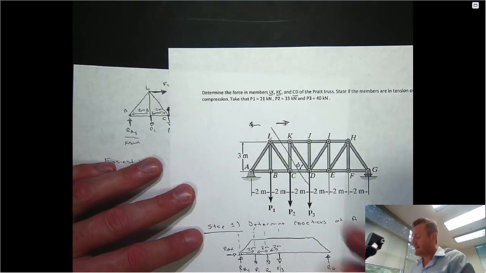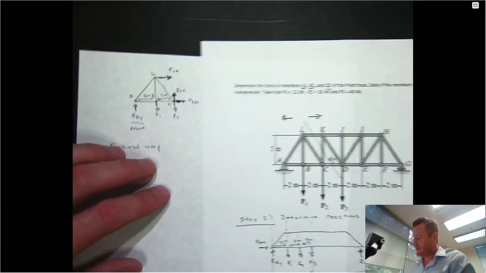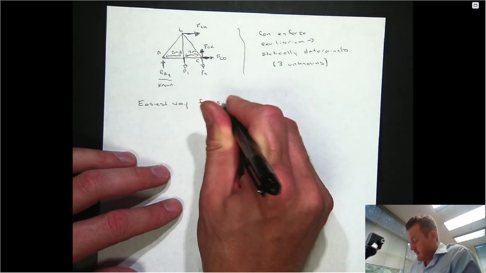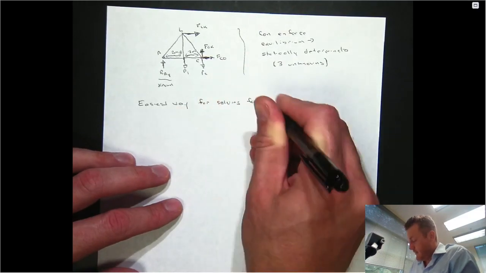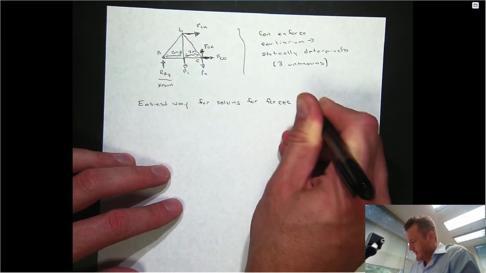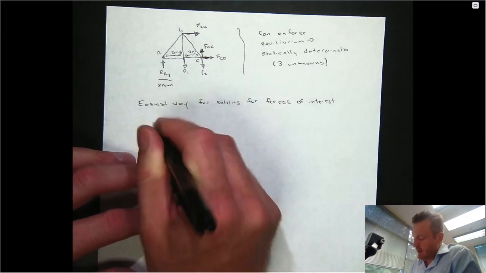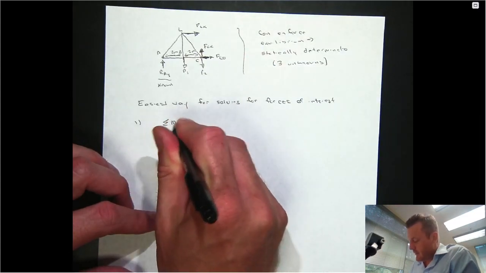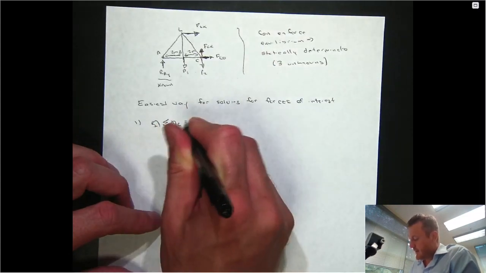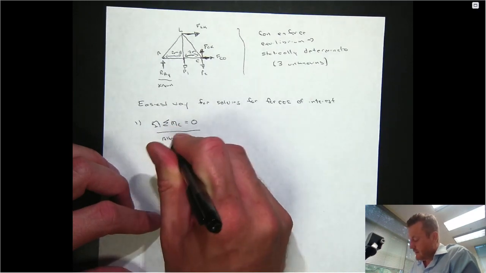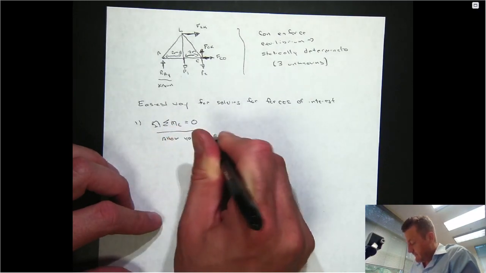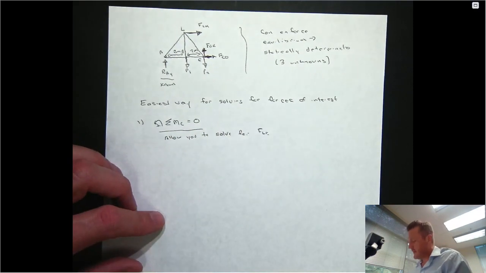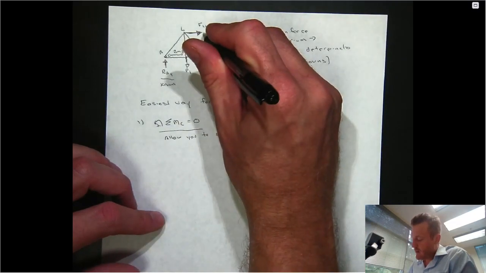In addition, it's just easier to work with the portion of the truss on the left. So the easiest way in terms of solving for the forces of interest, the first thing you want to do is step 1, enforce rotational equilibrium about point C. And the reason you want to enforce rotational equilibrium about point C is this will allow you to solve for FLK.